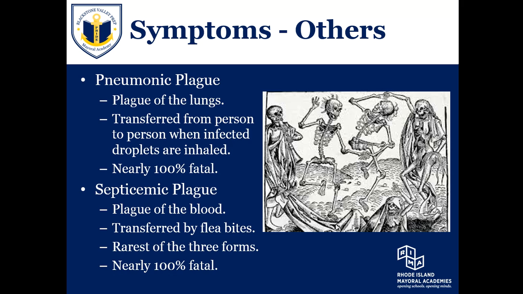Now, the septicemic plague. This is plague of the blood. This was transferred by flea bites, but for one reason or another, the actual bacteria does not go into the lymphatic system. It stays in the circulatory system, and it will form those buboes actually in your blood vessels. This is going to stop your blood vessels from pumping. This is going to stop your heart from pumping.